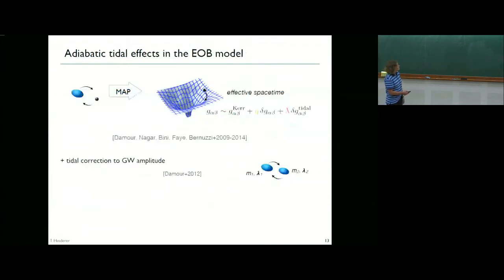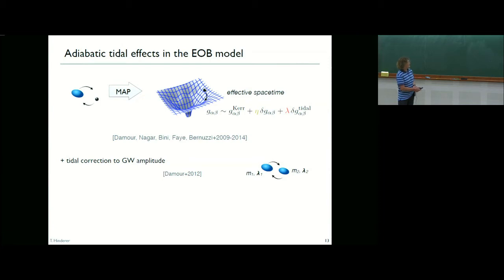Okay, so now the next thing we want to talk about is how to include tidal effects in this model. And for these adiabatic tidal effects that we've considered mainly in these lectures, it's fairly easy. You can show that it simply reduces to adding an additional deformation to the space-time that now depends on this tidal deformability parameter.